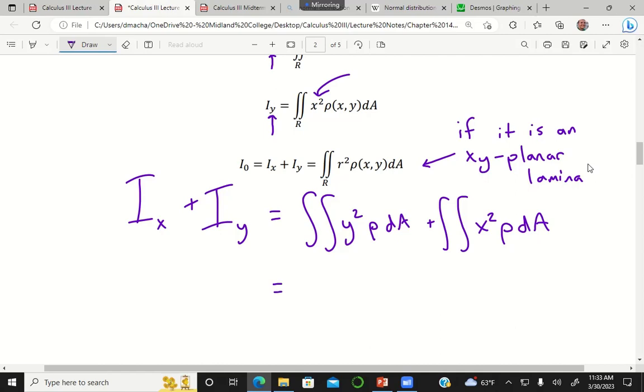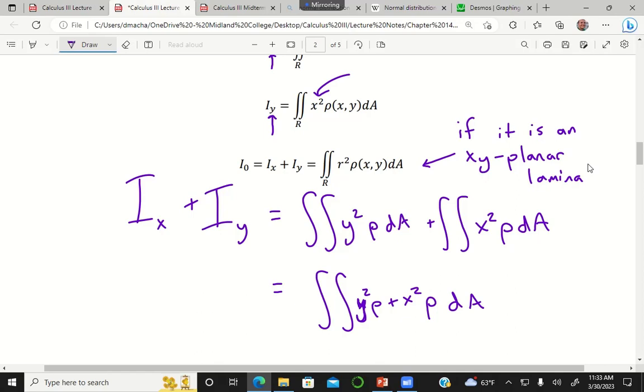antiderivatives have a property called additivity that you probably remember from Calculus 1. And additivity means that as long as I'm doing the same integral with the same variables of integration with the same bounds, I can just add these together. So it would be something like y squared rho plus x squared rho as my combined integrand. But then I would have a rho factored out, and I would have y squared plus x squared all times rho. But y squared plus x squared is r squared.